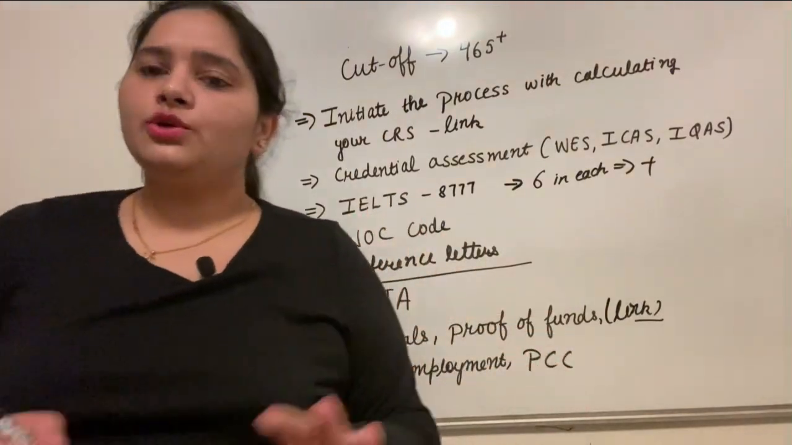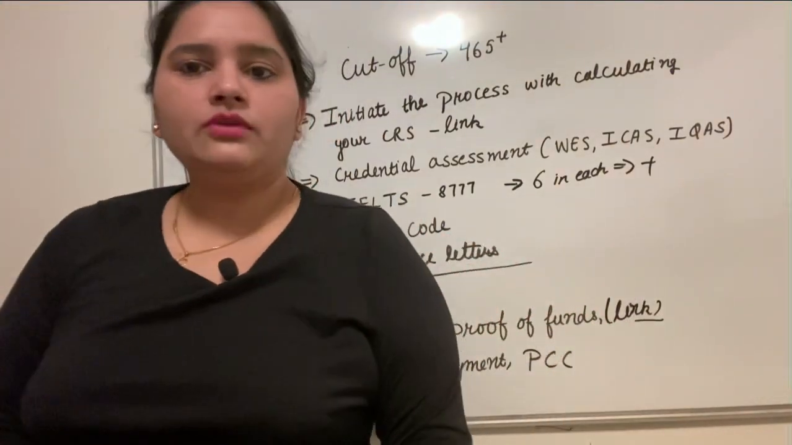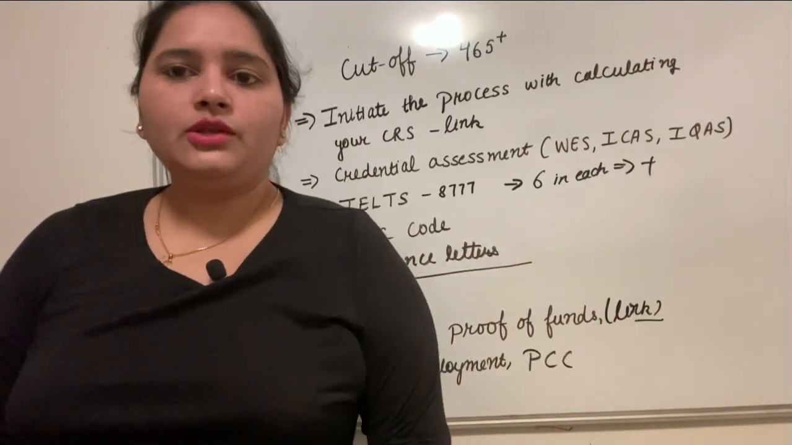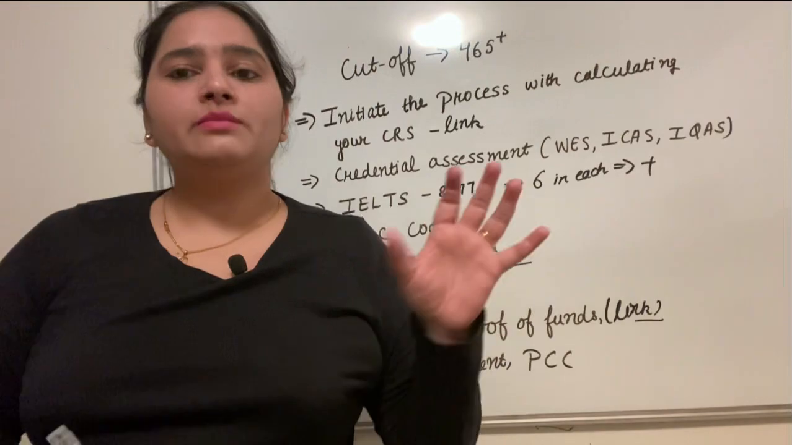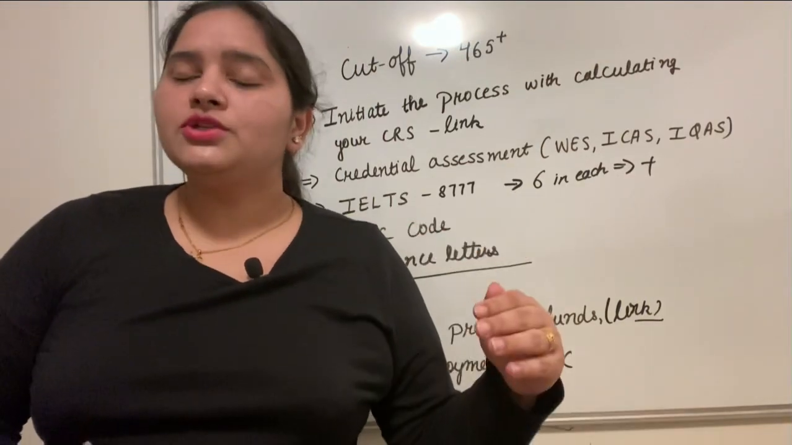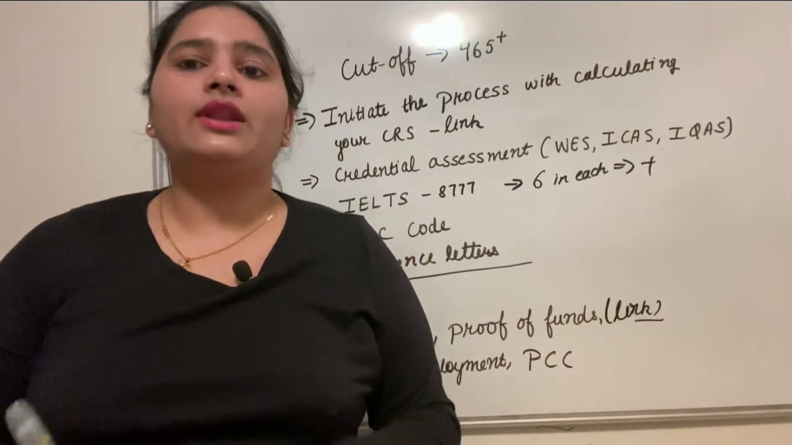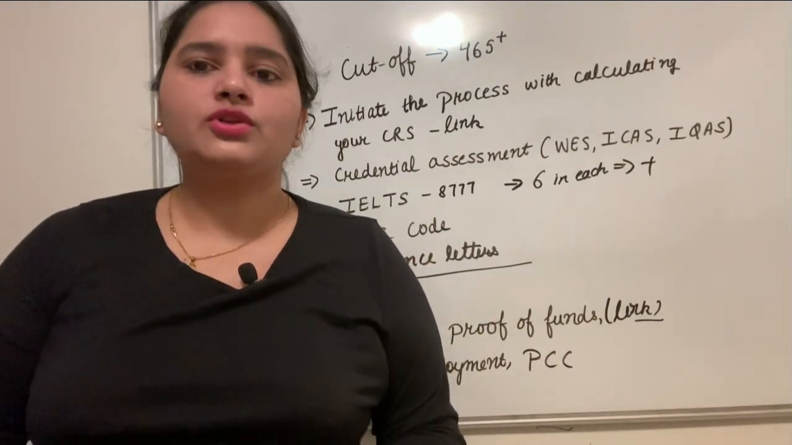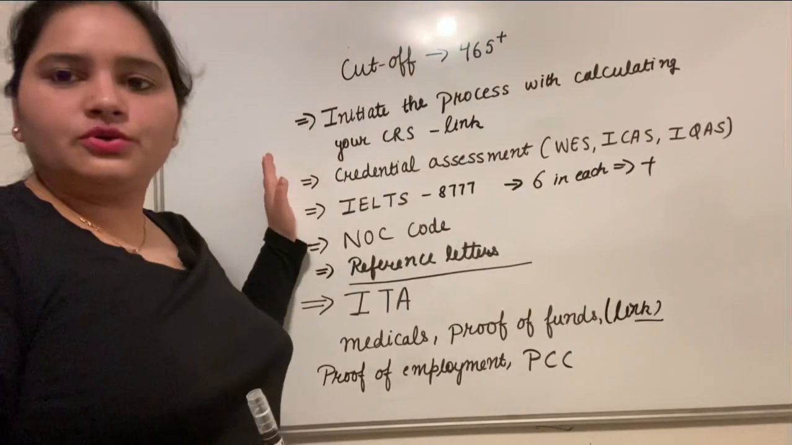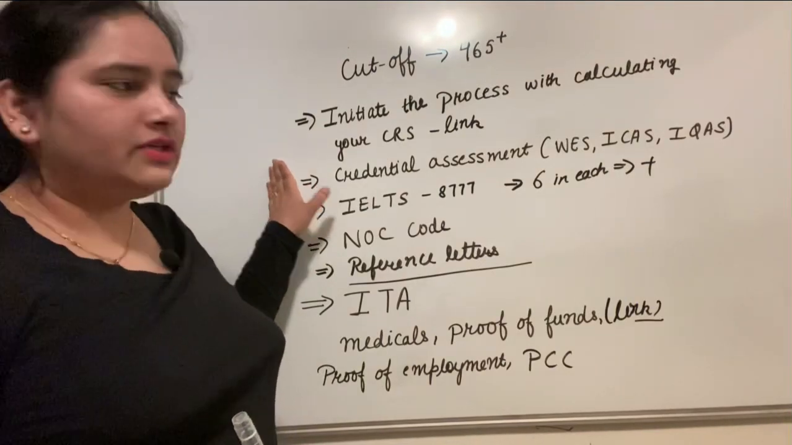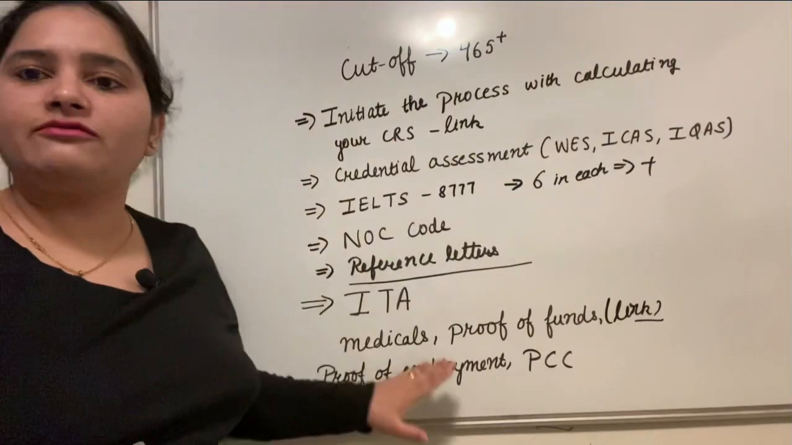All the instructions you will get, like what thing you need to do first, then what you have to do, till when you have to do. All the instructions will be clearly mentioned. All you need to do is read the email thoroughly and carefully so that you can understand what they want you to do. So this is what you have to do if you want to get your Canadian PR through express entry. These steps you have to follow.